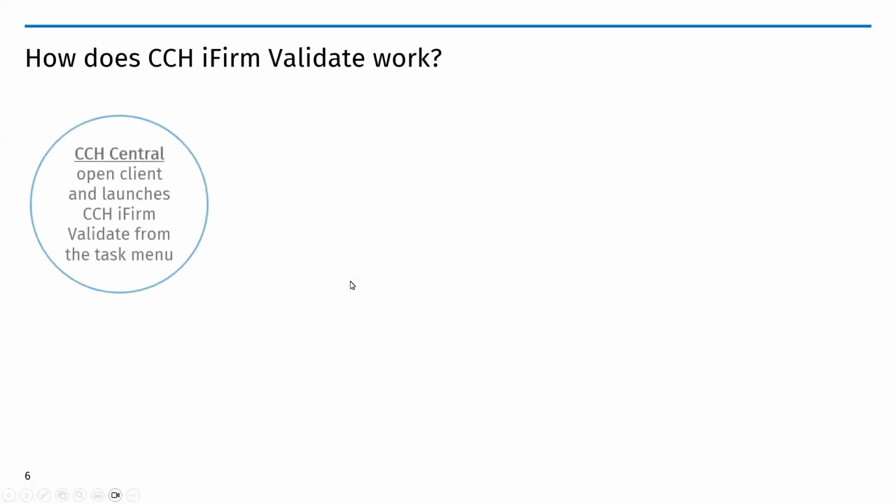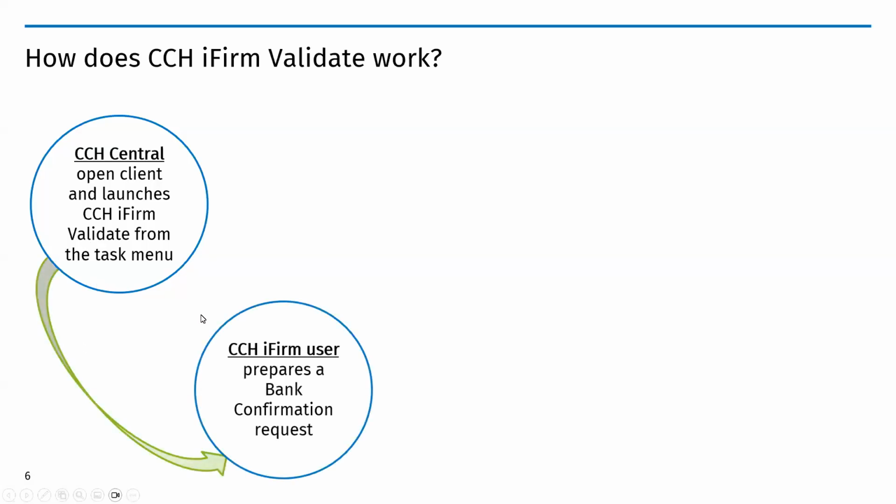So how does it work? If I just talk through the simple steps and then we'll run through a demo. So if you imagine you're in CCH Central, you open up a client, so you've got the client record in front of you. There's a task menu at the top, and within there, there'll be a button that will launch you into Validate. So when you land in iFirm, you can prepare your bank confirmation, and I'll show you what's needed for that in a moment.